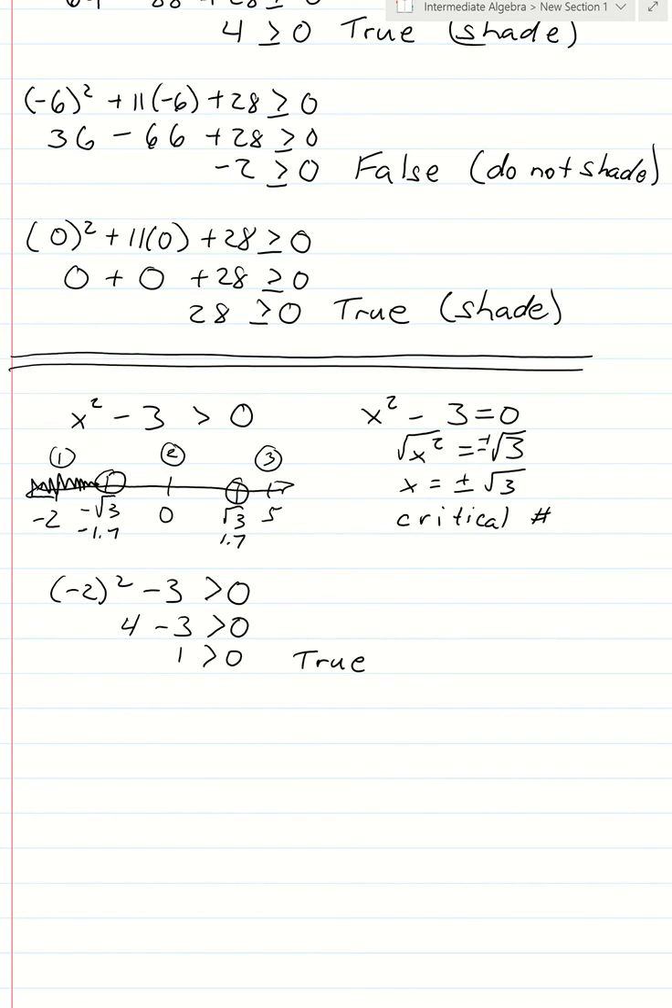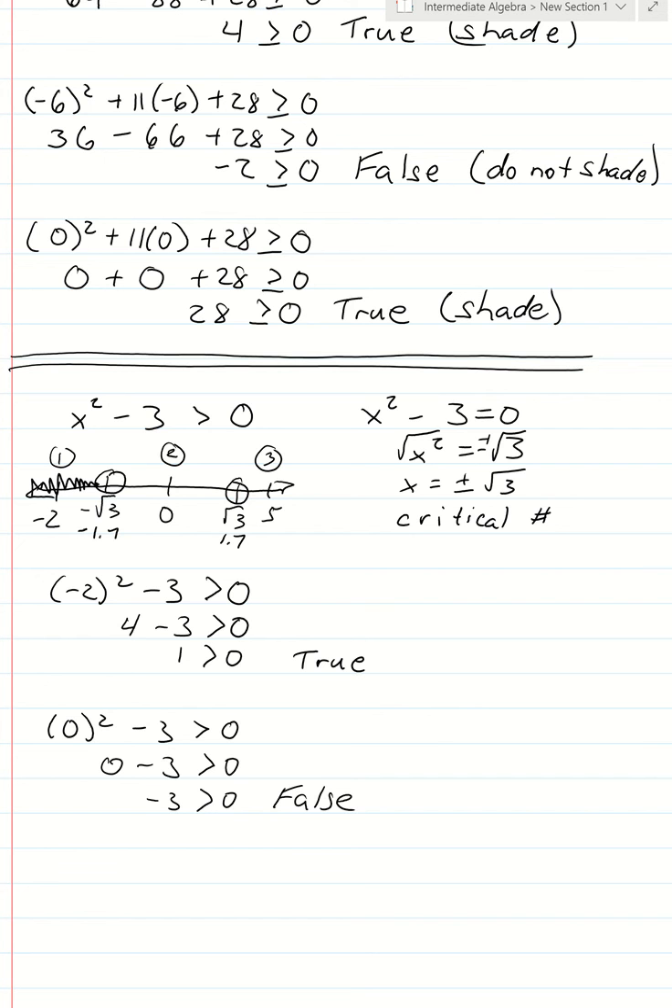Let's try now 0 in region 2. 0 squared minus 3. Is that greater than 0? Well, 0 squared is 0 minus 3. And since 0 minus 3 is negative 3, is negative 3 greater than 0? No, that's false, which means we don't shade region 2.